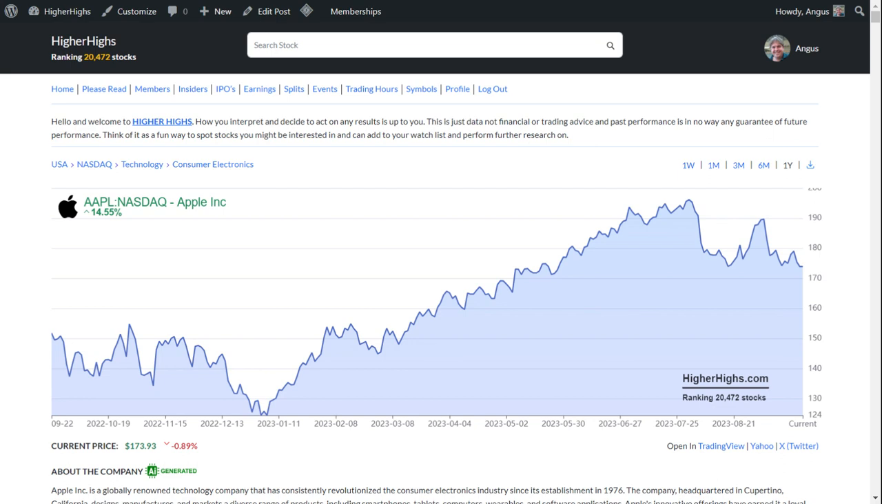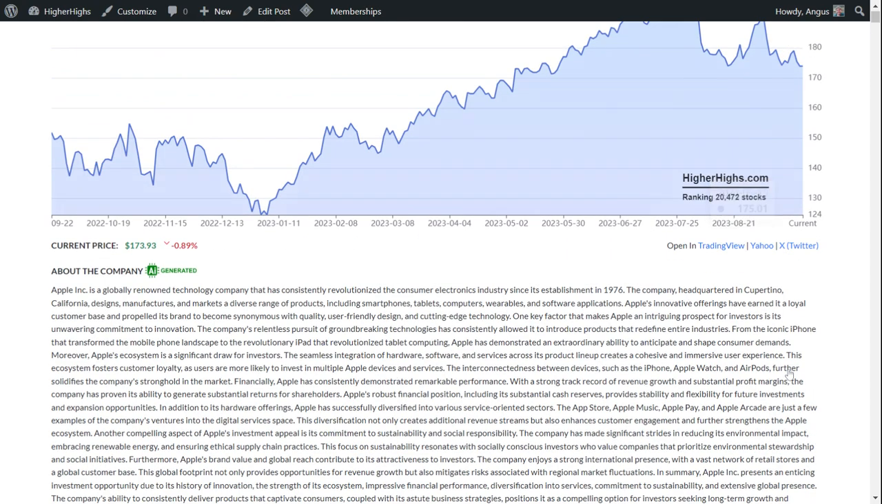Hey everyone, just wanted to show you what's available in the members section for those of you who haven't joined or who are undecided about whether it's worthwhile or not. What we do is you still get access to all the same data as you do if you're an unregistered or even a registered user.